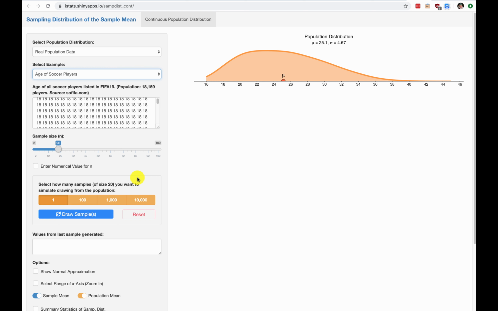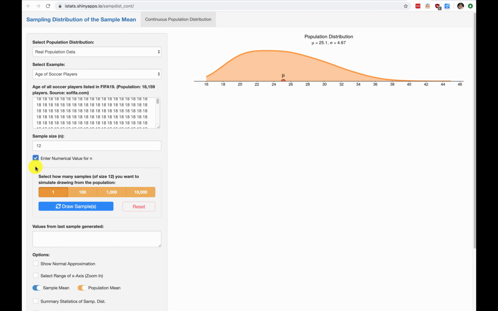So what we're going to be doing is taking samples from this population and then looking at how the samples vary. So we can choose the sample size on this slider. It started at a default, but you can choose a larger or smaller sample. I'm going to go back to size 12. You can also check the box and then enter a number if you want to not use a slider.